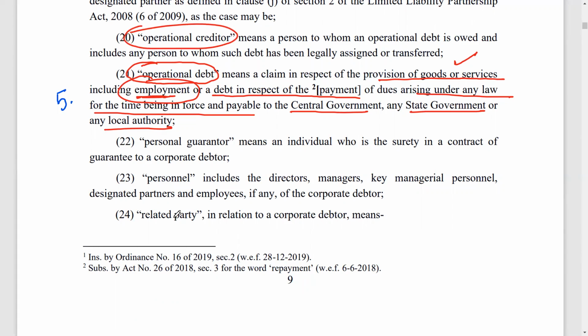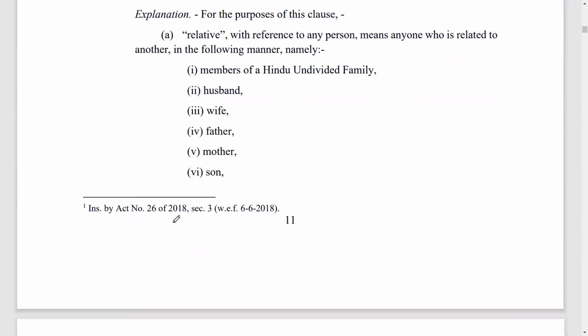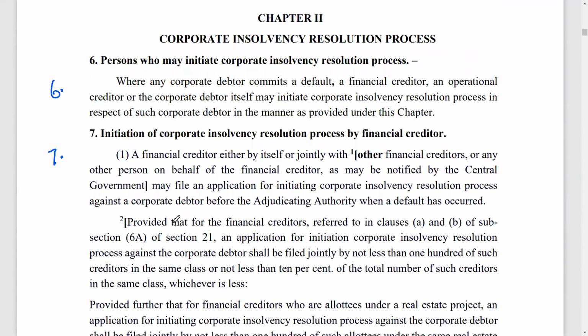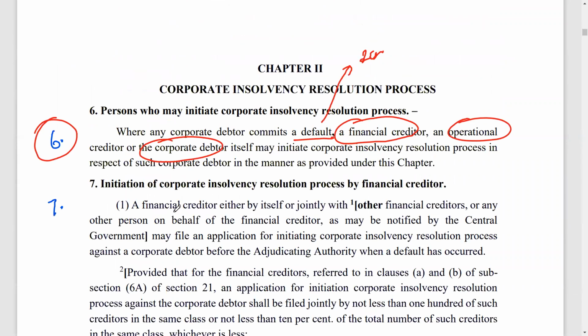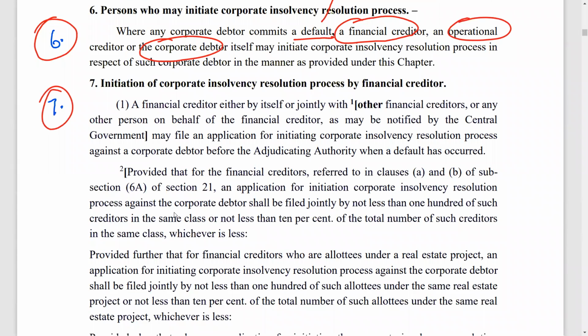and any person to whom the operational debt is owed becomes the operational creditor. Thereafter, in the case of IBC, the next point I'm going to cover is who can initiate the CIRP. Whenever a default of 1 crore rupees minimum happens, a financial creditor, an operational creditor, or the corporate debtor itself can go and file the application to the NCLT for initiating the CIRP process. How can a financial creditor do that? A financial creditor can either go itself, or go jointly with other financial creditors, and file the application for the CIRP at the NCLT whenever the default has taken place.